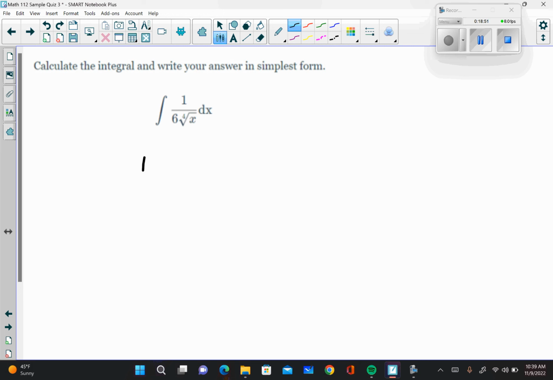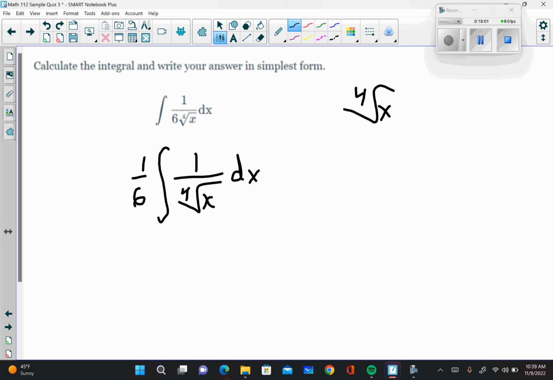The 1/6 goes to the left of the integral sign, leaving 1 over the 4th root of x. But the 4th root of x is the same as x to the 1/4. And since it's 1 over x to the 1/4, we bring that to the numerator and make it x to the -1/4. Don't forget the 1/6 to the left of the integral sign.